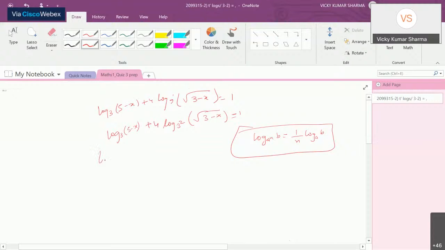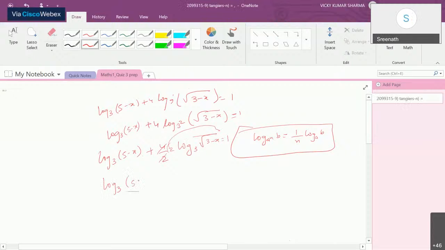So now I can take this log 3 of 5 minus x, and we can take the anti-log, right? So why anti-log? It will be 4 by 2. So now what you can do is this will become 2. And when you take this here, this will become root of a square, so the root will go off.